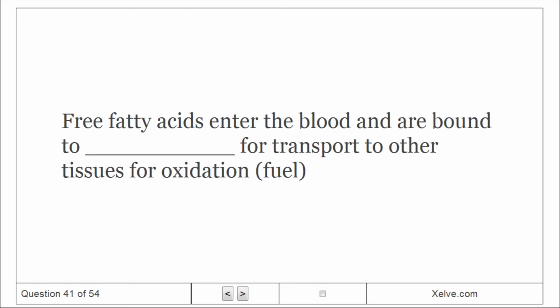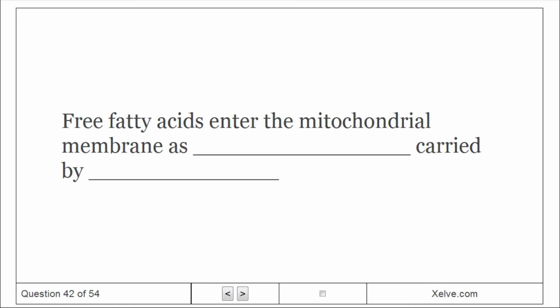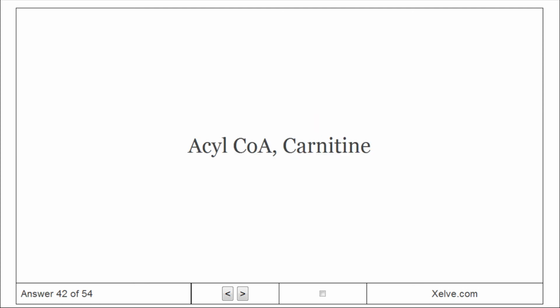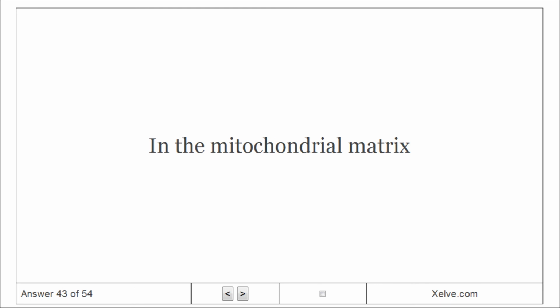Free fatty acids enter the blood and are bound to blank for transport to other tissues for oxidation. Serum albumin. Free fatty acids enter the mitochondrial membrane as blank carried by blank. Acyl-CoA, carnitine. Where does beta-oxidation occur? In the mitochondrial matrix.